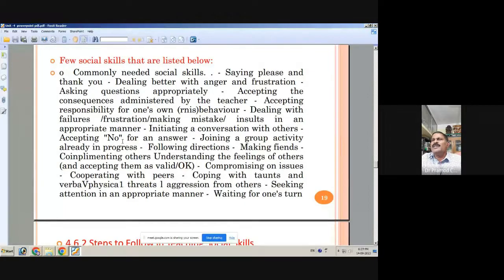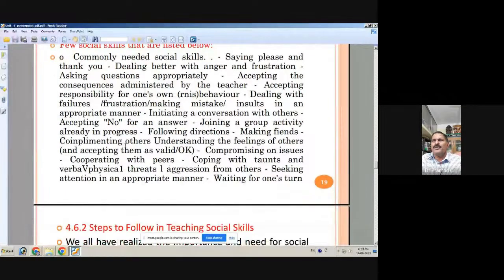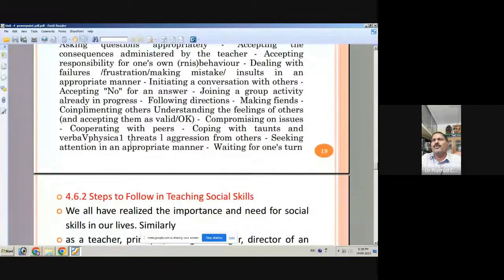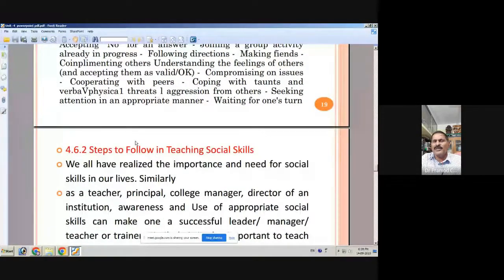Then you must initiate a conversation with others, accepting no for an answer, joining a group activity already in progress. So always you should not say no. Following the direction, you must follow the direction. Making friends, always you must make friends. Sometimes we will have to cooperate with peers, coping with problems we are having. The threats are there. It may be verbal threats, physical threats, aggression of others. You must have the capacity to manage it. So whenever your turn comes, wait for it. You should not lose your temper, and your behavior should be very appropriate.